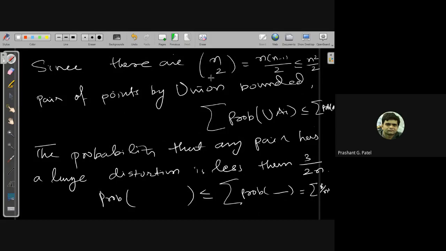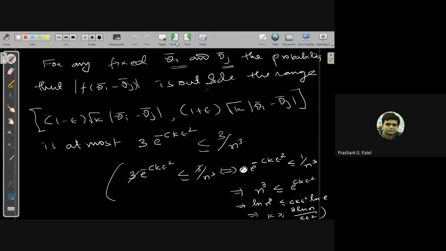But this summation is possible for NC2, that is, NC2 terms will be there, which is less than or equal to n square by 2 terms. So this summation runs from 1 to n square by 2, and this is independent of i. So it is equal to 3 by n cube into n square by 2. And this n square will cancel out, so we are left with 3 by 2n, which is 1.5 by n. So exactly the theorem is saying the same thing.